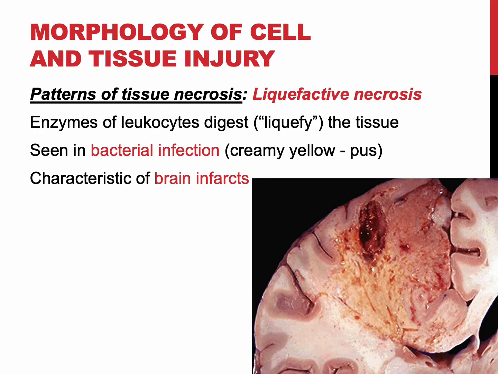Another type of necrosis that you will definitely see as a dentist in the future is liquefactive necrosis. This typically is seen in bacterial infection. So when you do have an infection and you drain it, you obviously will often see this yellow liquid or creamy yellow substance, which is what we call pus. And that comes from the enzymatic digestion of the tissue. It basically liquefied the tissue.